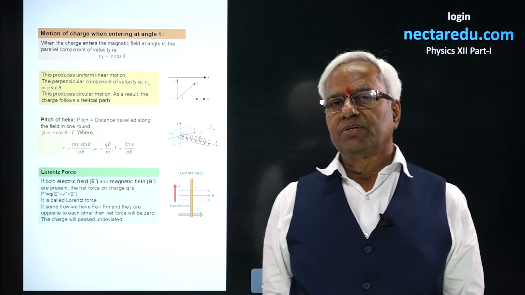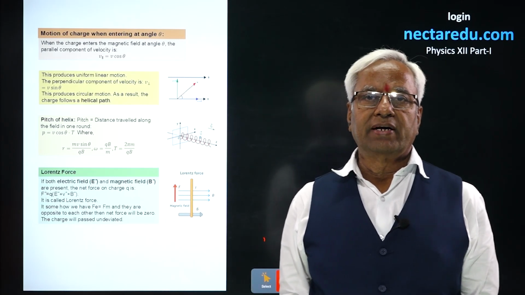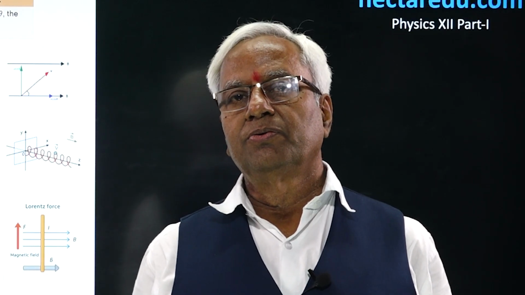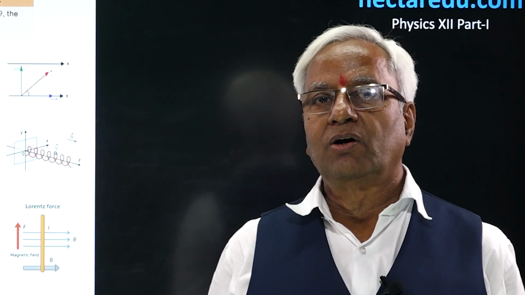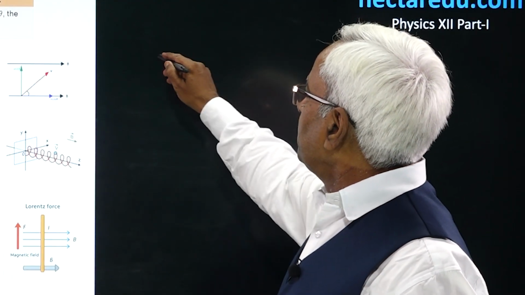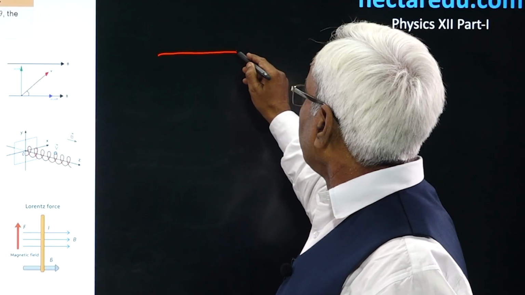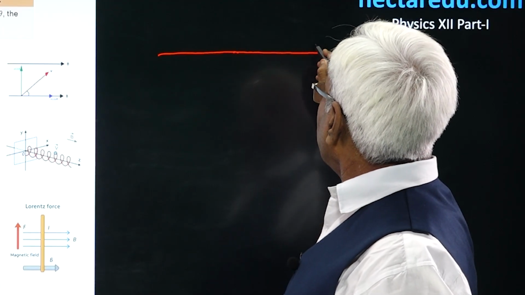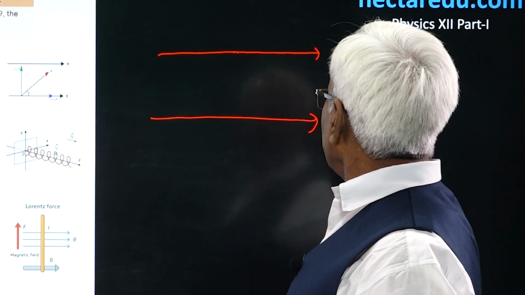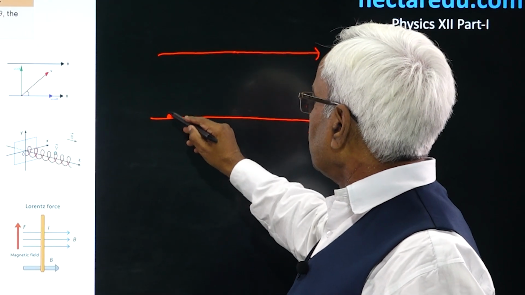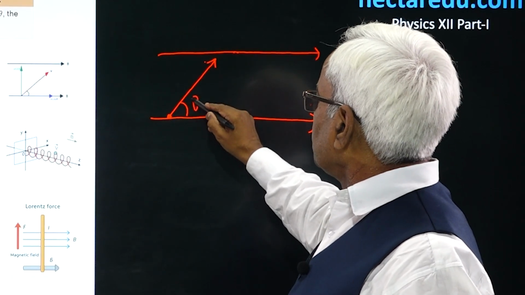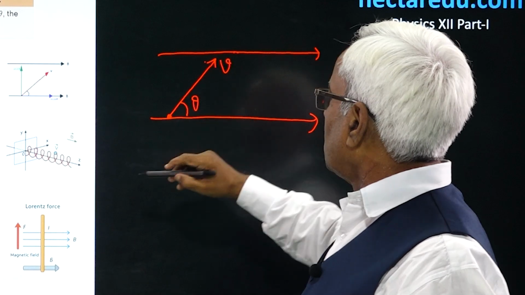Two special cases of charge entering the magnetic field have already been covered, and now we are going to consider the case when entry is oblique. When you say oblique, it simply means that it is neither along the field nor perpendicular to it. You see, the magnetic field is this way, and a charge is entering at an oblique direction. Suppose the angle is theta, this is the velocity of the charge.